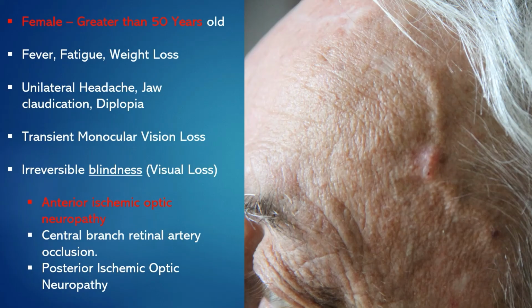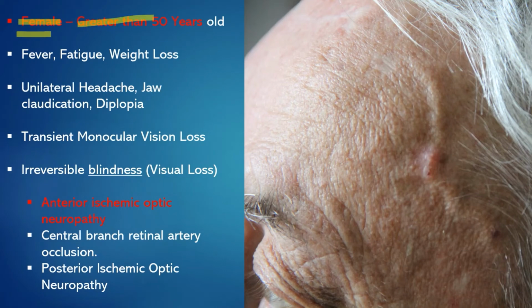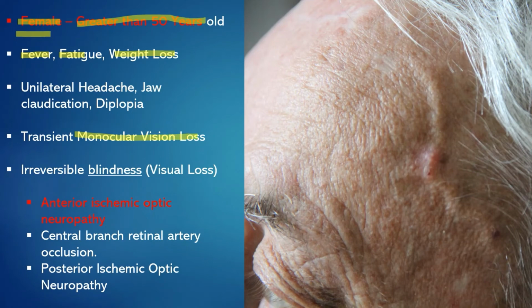Now, all right, guys, we're going to quickly discuss what we've discussed so far. Please remember, these people often come as a female greater than 50 years old, right? She comes to the clinic with fever, fatigue, weight loss. These are classical symptoms that you see: unilateral headache, jaw claudication. We already discussed all this stuff, and also monocular vision loss, right? But what I do want you to remember is this one.